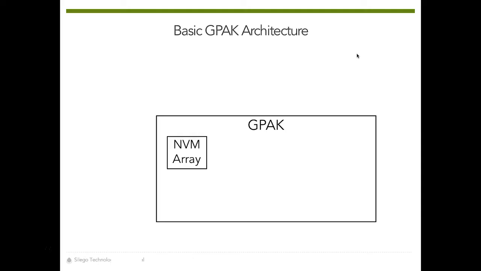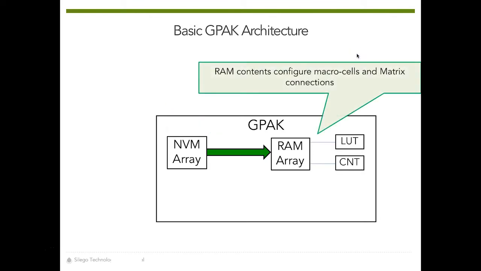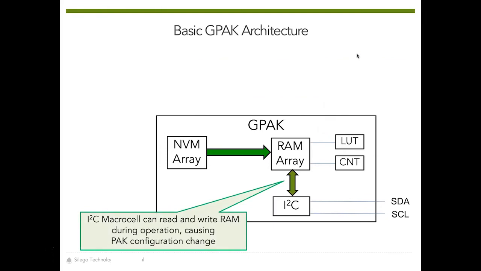On power-up, the contents of the NVM array is loaded into the RAM array. This RAM array is in fact volatile, so changes here will be lost when the power is removed. The RAM contents now configure the macrocells and matrix connections. Now, looking at the I2C GreenPAK architecture, we can see that the I2C block has direct access to the RAM array. That means that any byte that configures a property of the GreenPAK can now be dynamically rewritten.